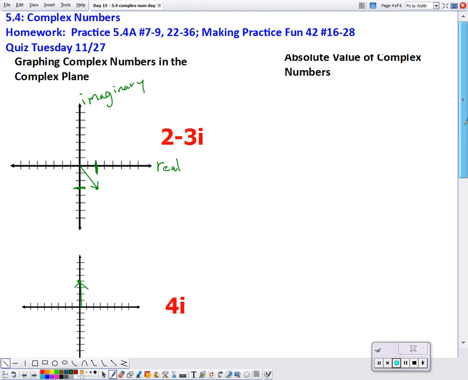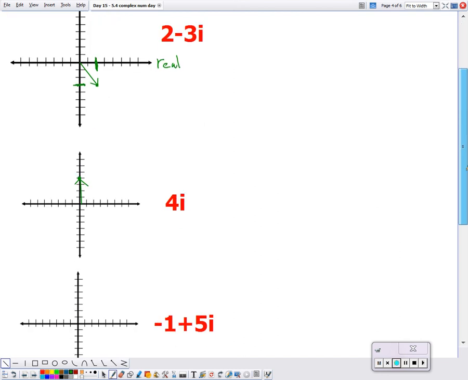All right, last off, why don't you try graphing negative 1 plus 5i. Okay, to graph negative 1 plus 5i, we should go left 1, because on the real axis it's back 1. And then on the imaginary axis it should be up 5. So we're going to make an arrow from the origin to the point negative 1, 5.